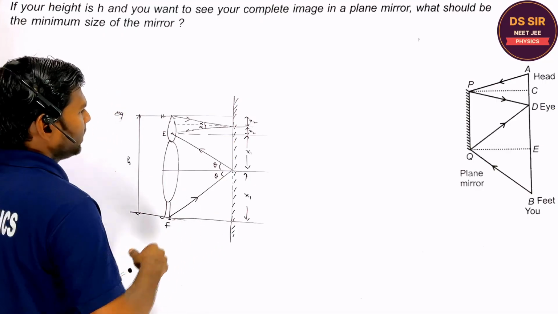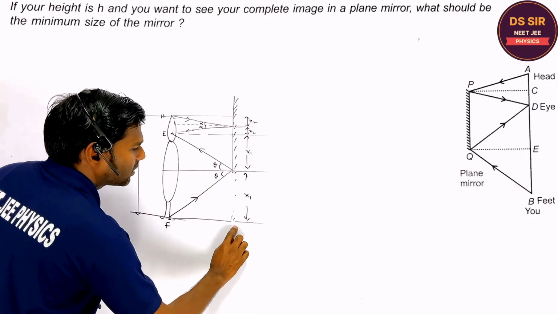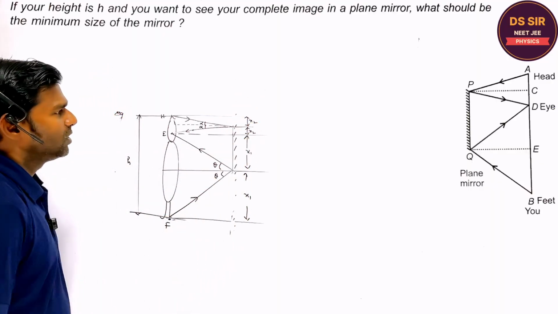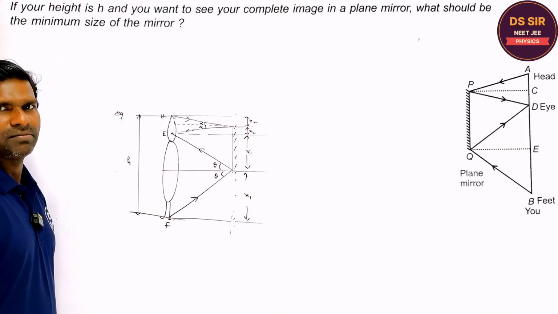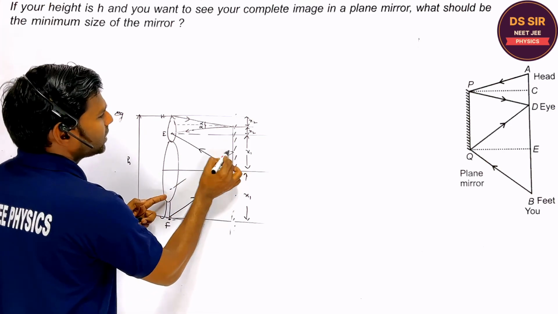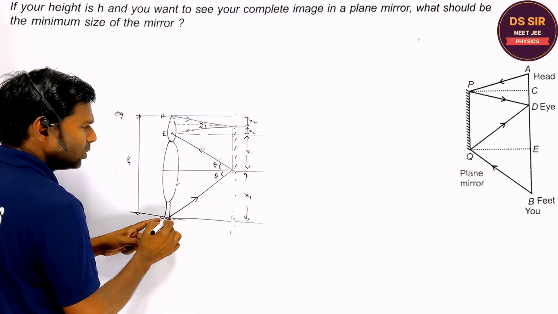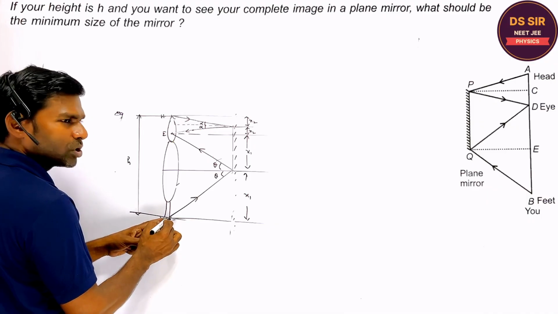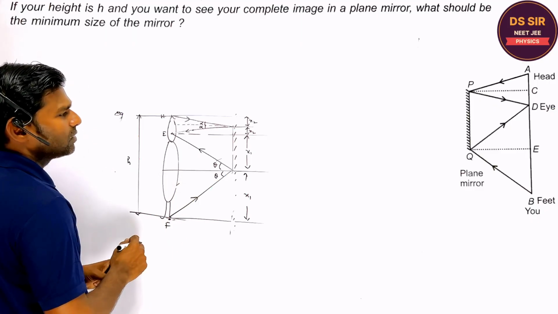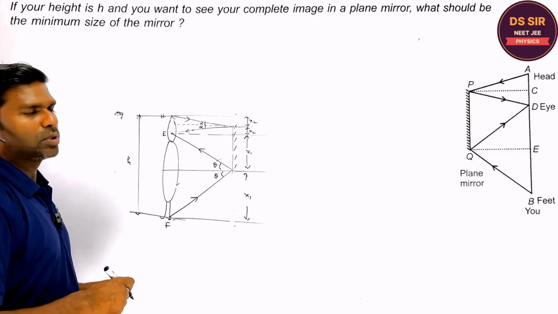So listen one thing. This part of the mirror is not required, and also this part is not required. Only this mirror is sufficient to see his full image. For example, this point he wants to see, so it is incident, it is reflected and incident to the eye. Is it clear or not? If he is able to see the light ray originating from the foot, then all other rays he is able to see. So therefore this part of the mirror is not required to see the image.